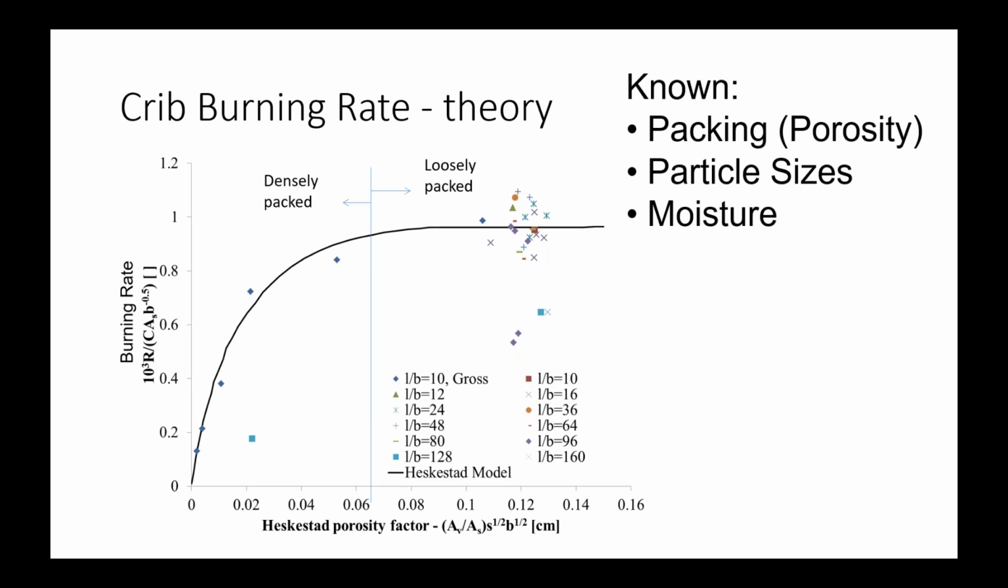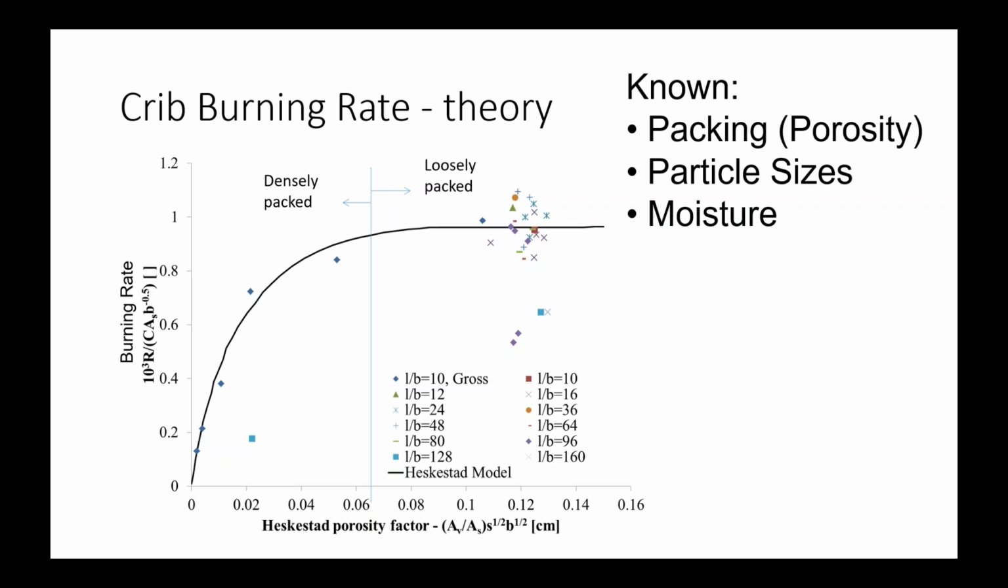This isn't really very novel. This little graph here shows, don't worry about the numbers on here, that the x-axis is a porosity factor. Densely packed fuels on the left-hand side of that line burn at a slower burning rate than the ones that are loosely packed. So there's kind of a curve there. This has been pretty well known for many decades. And moisture content certainly affects this. The particle sizes certainly affect this. We already know this. That's not the problem.